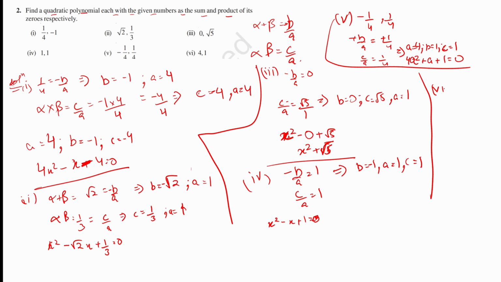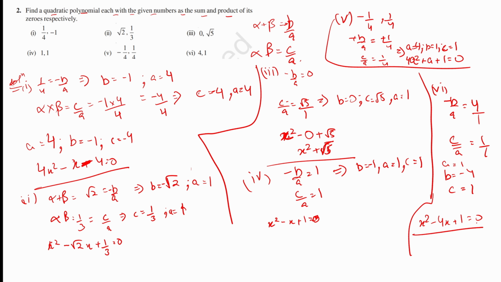Now the sixth part and the last part is minus b by a is 4 and c by a is 1. So I can infer that b is equal to minus 4, a is equal to 1 and c is also equal to 1. So I can write x square minus 4x plus 1 is equal to 0. That's the solution to this question.